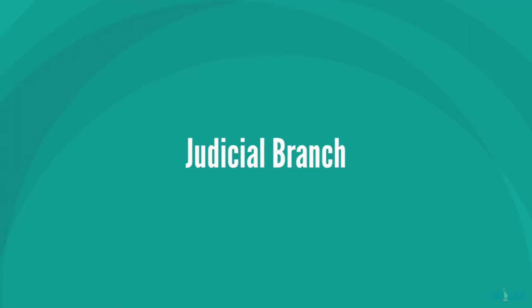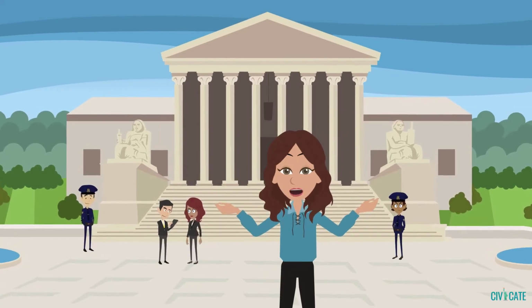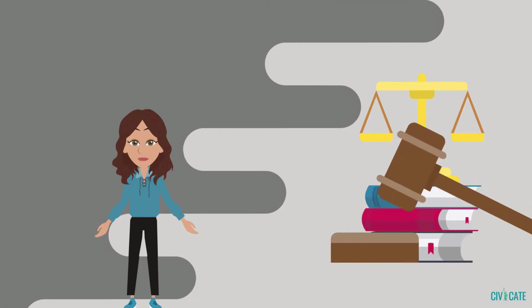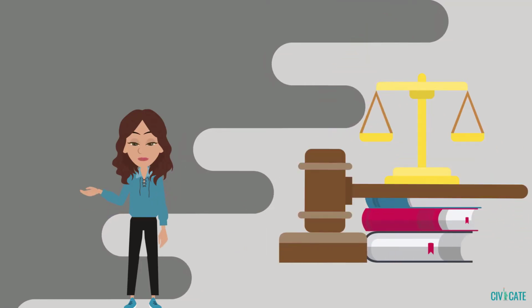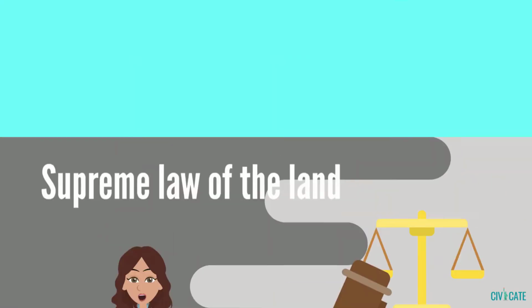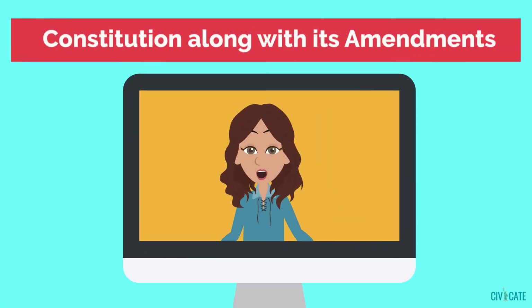To understand how the judicial branch works, we have to understand the Constitution. The Constitution describes the rights we have as citizens and the powers of the branches. It is considered the supreme law of the land. We'll be discussing the Constitution along with its amendments in another video.